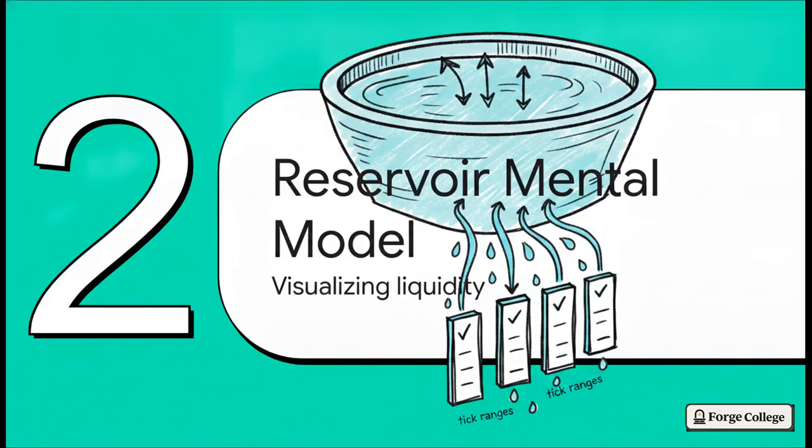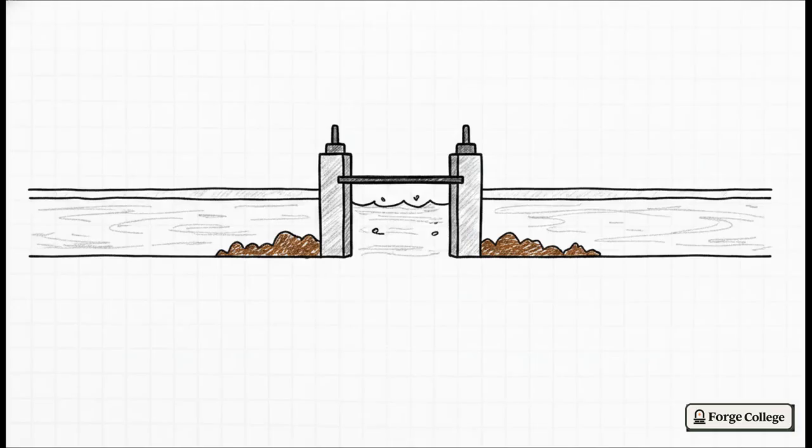Moving on to Section 2. The reservoir mental model. To keep us all from drowning in the math before we even write our first script, let's visualize how your capital actually behaves. I love this analogy. I want you to picture the overall market depth as a long canal. Your concentrated liquidity position, that's just a specific segment of this canal, and it's firmly bounded by two sluice gates. Those gates are your lower and upper ticks.